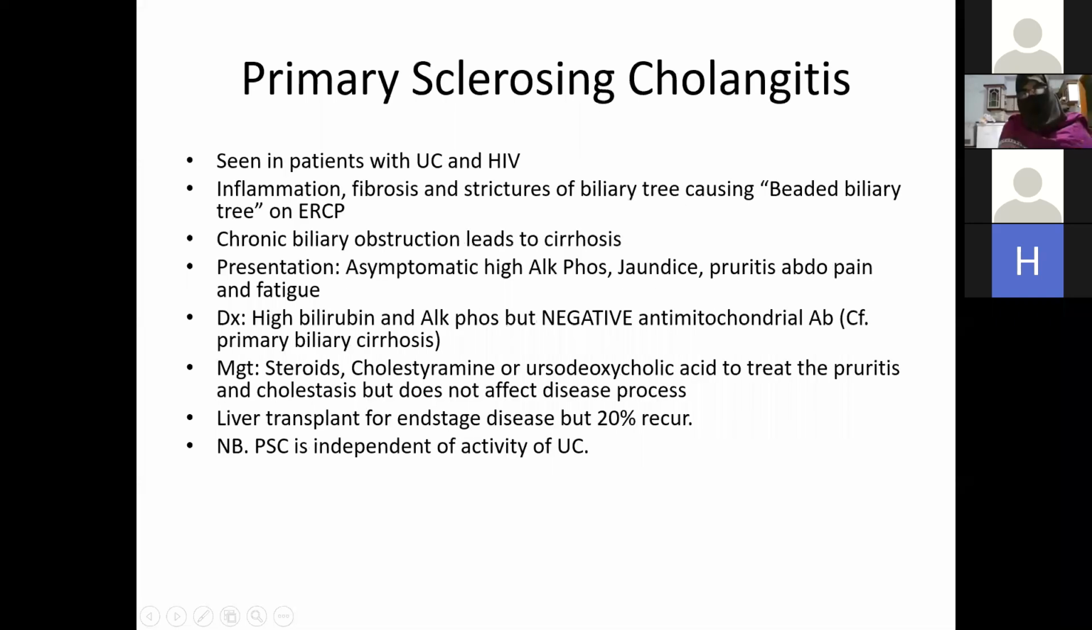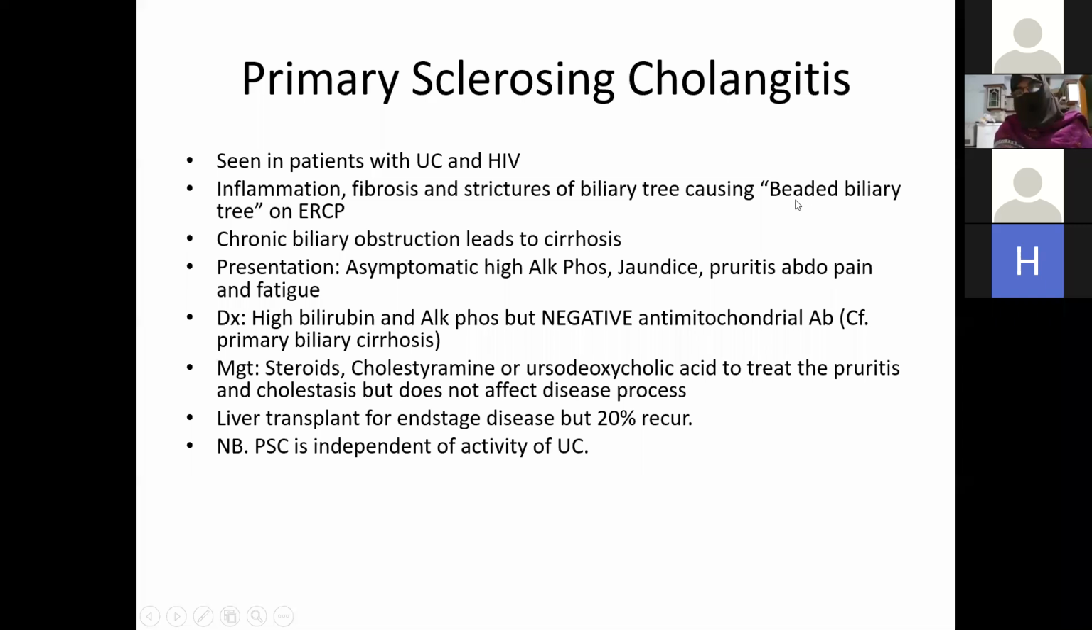Primary sclerosing cholangitis is another immune-mediated disease. Again, it affects the bile ducts, but it affects the medium-size and large bile ducts. It has a strong association with ulcerative colitis and also with HIV. There is inflammation, fibrosis, or strictures in the biliary tree. Please remember this term, especially when you go for PLAB, USMLE steps, and FCPS part 1.